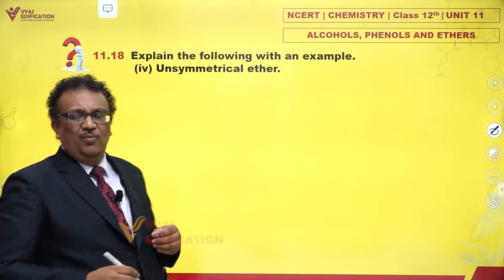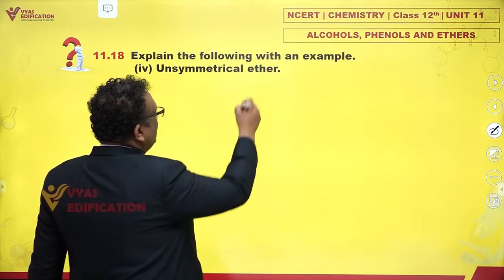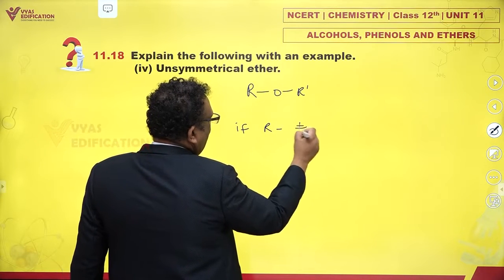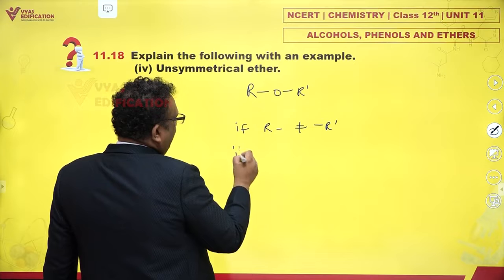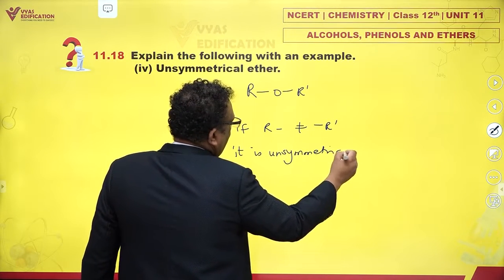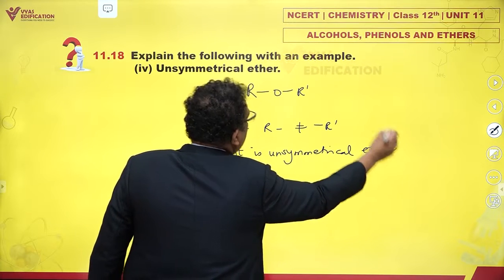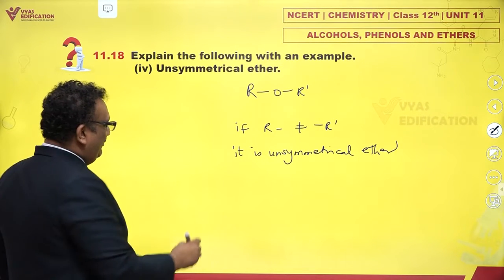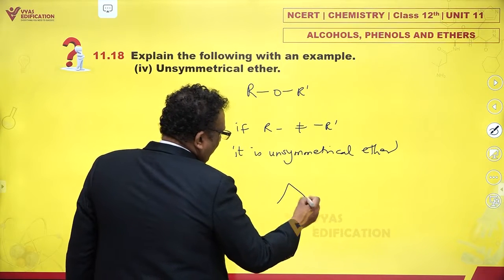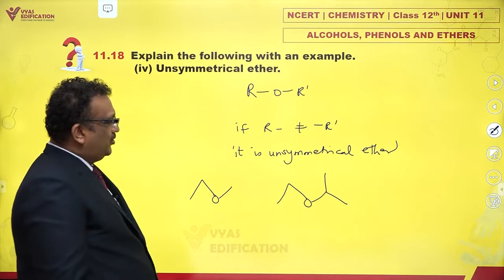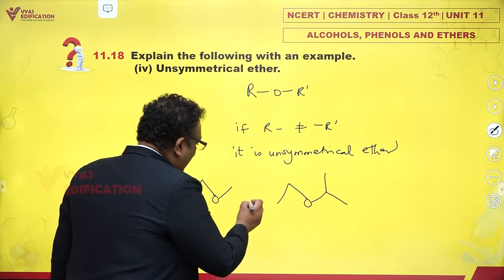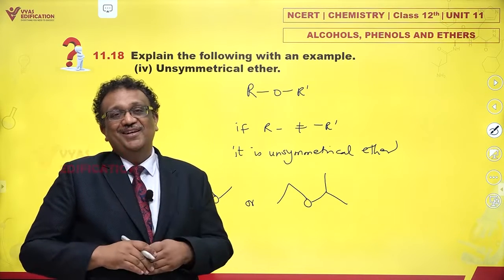Unsymmetrical ether. What is an unsymmetrical ether? What is an ether? Ether has a general formula ROR dash. If R is not equal to R dash, it is an unsymmetrical ether. That's it. For example, methoxyethane, or could be anything. Ethoxypropane, 2-ethoxypropane, anything of that kind. These are all examples of unsymmetrical ethers.